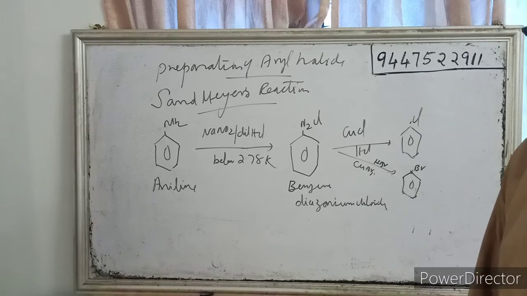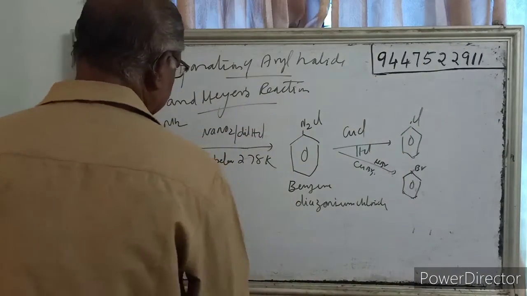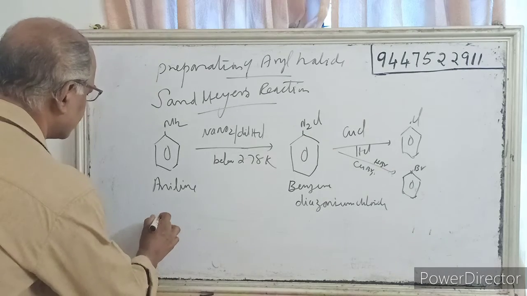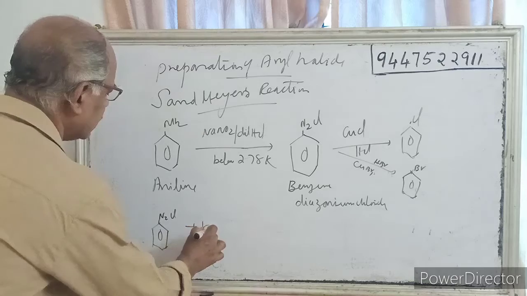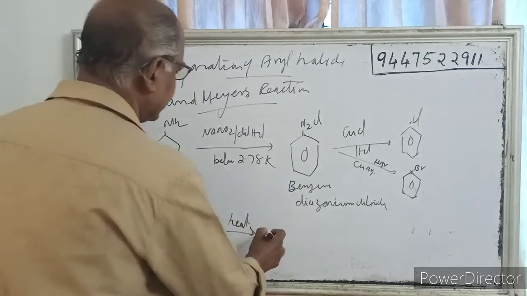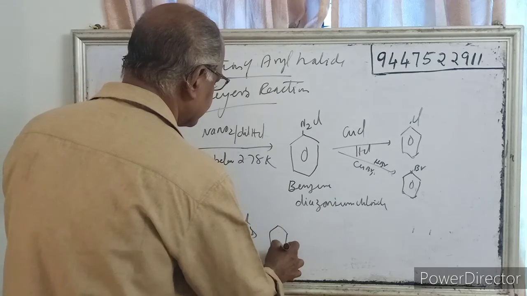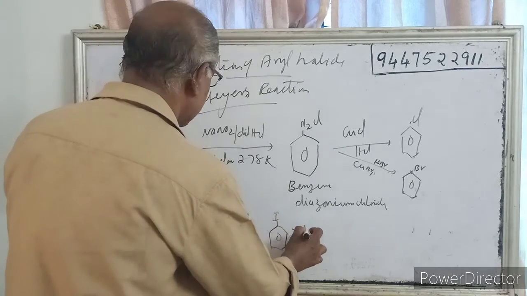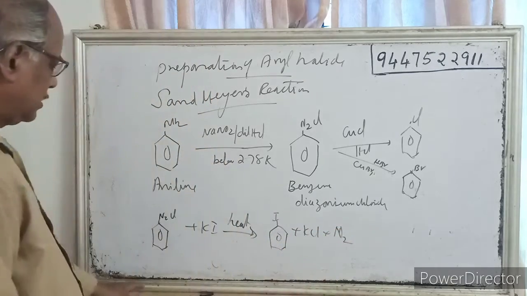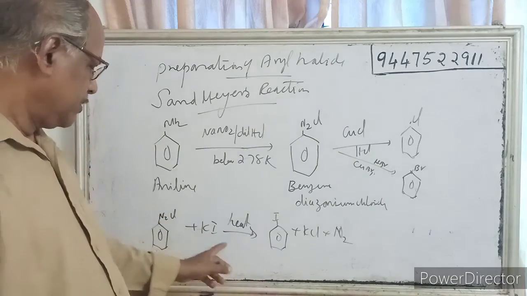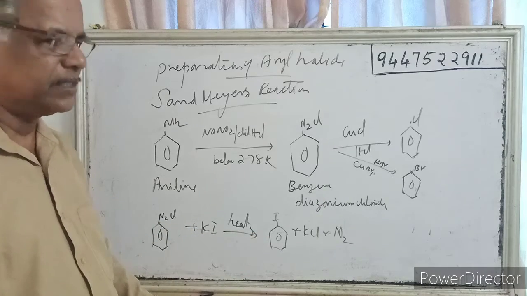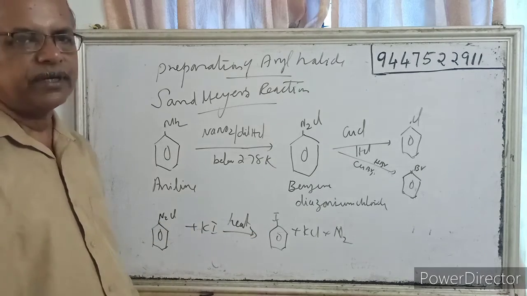In order to prepare iodobenzene, we have to treat this benzene diazonium chloride, which should be heated with potassium iodide. On heating with potassium iodide, it gives iodobenzene plus KCl plus nitrogen. So in order to prepare iodobenzene, we have to treat benzene diazonium chloride with potassium iodide. So that gives iodobenzene. That is about the Sandmeyer's reaction.